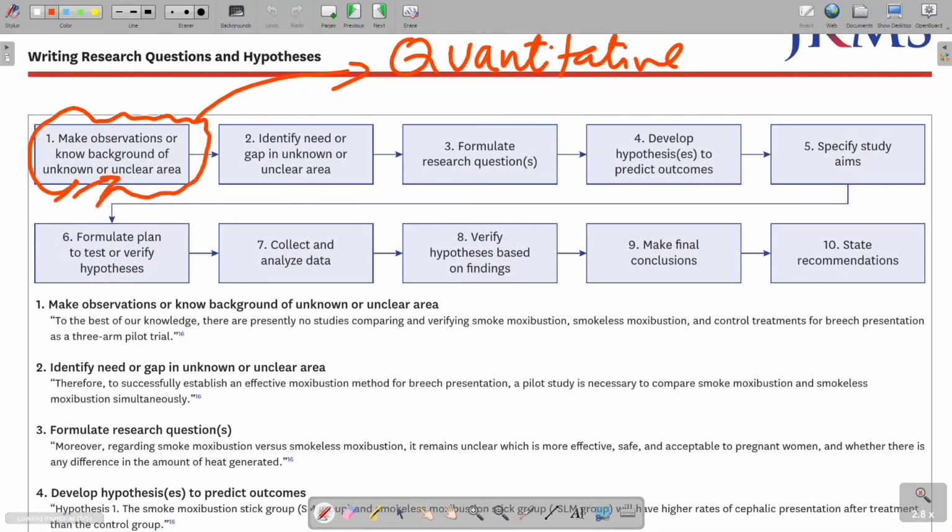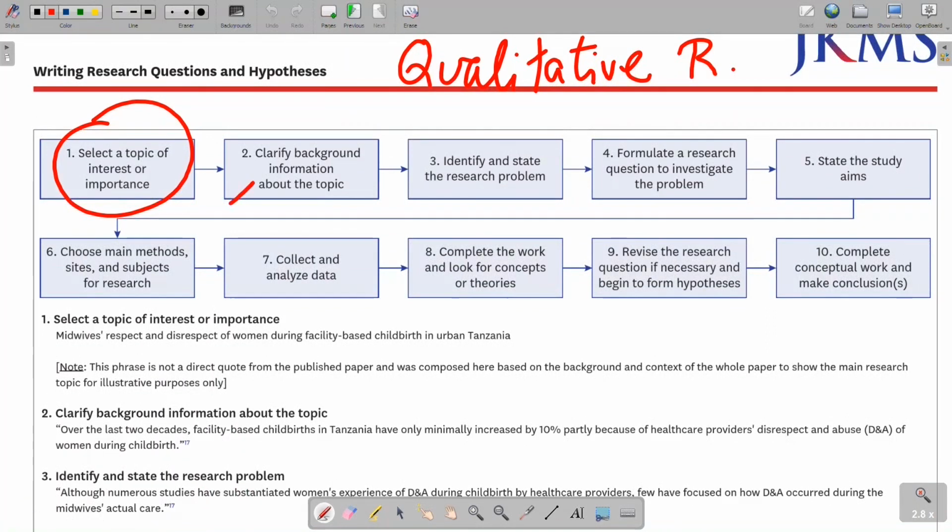Second point, identify a need or gap in an unknown or unclear area. What is there for the qualitative researcher? Clarify background information about the topic here. Okay, clarify background information, qualitative research.